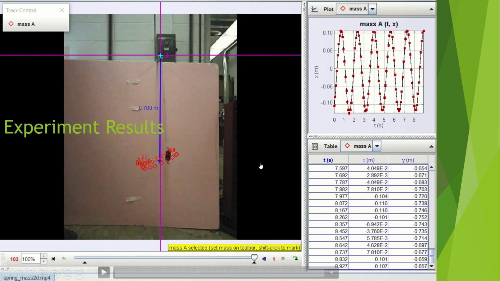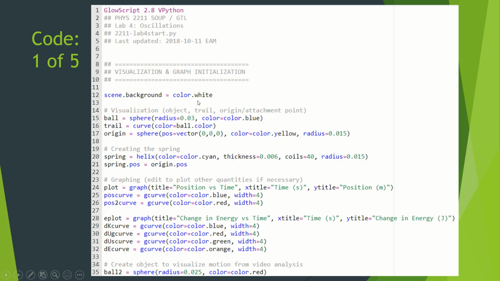Then we take the experiment results and start creating code to go along with it. This part of the code is just setting up our visual parts. We set up the ball of the predicted one, which is going to be blue. We set up our spring, which is going to be cyan, and then we plot our curves for what our data points are going to be on this graph. Kinetic energy is blue, gravitational potential energy is red, spring potential energy is green, and total energy is orange, as well as setting up the actual data points ball, which will be represented by a red ball.